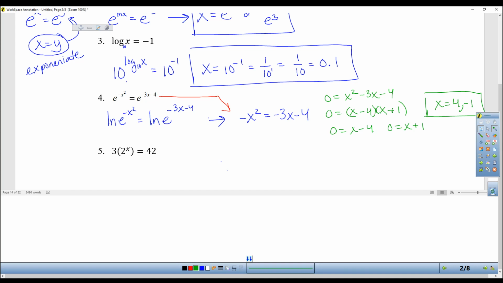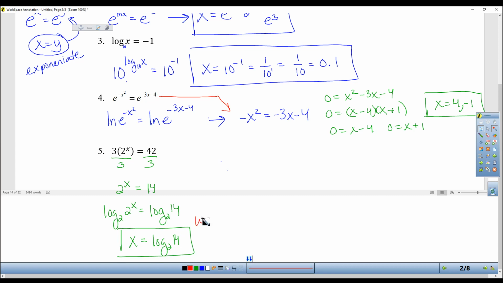You do sometimes have to do a little work first. So in this case, you really want to divide by 3 before you try and undo that 2 to the x. So 42 divided by 3 is 14. And now, how do I undo a base 2 with a base 2? Think about that. I need to undo this base 2 with a log base 2. I do it on both sides. And now I have x is equal to log base 2 of 14.